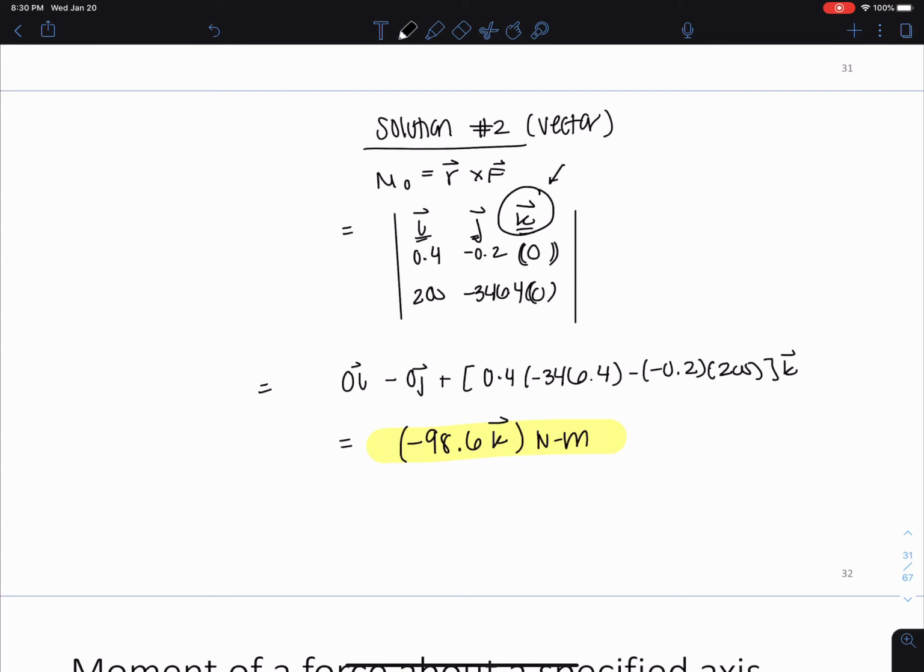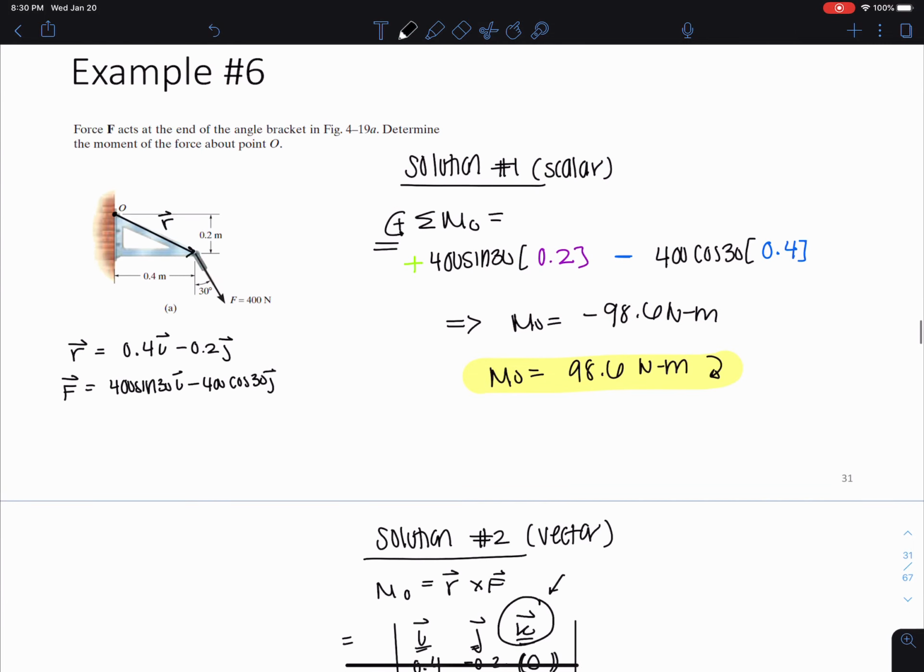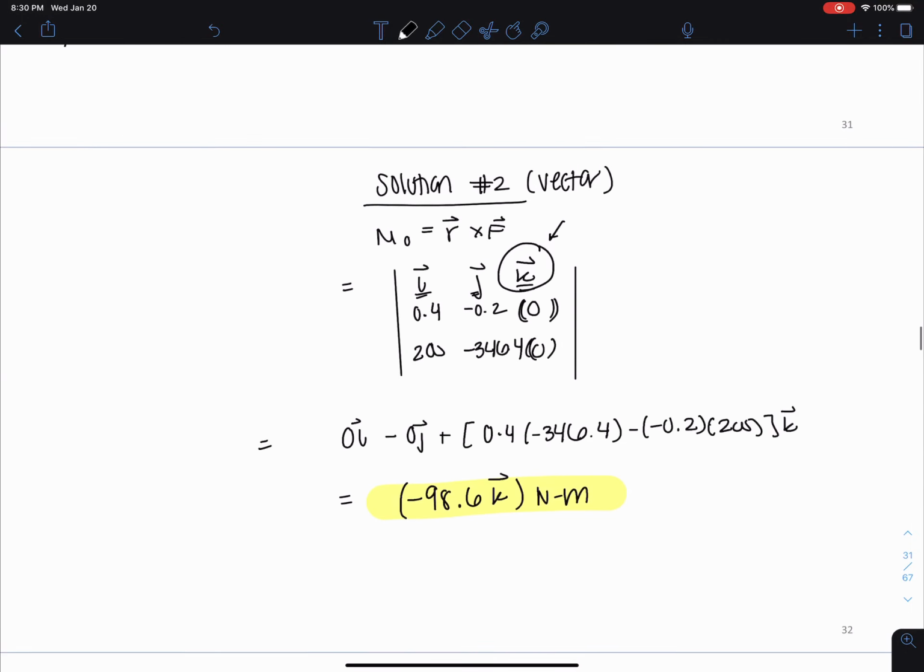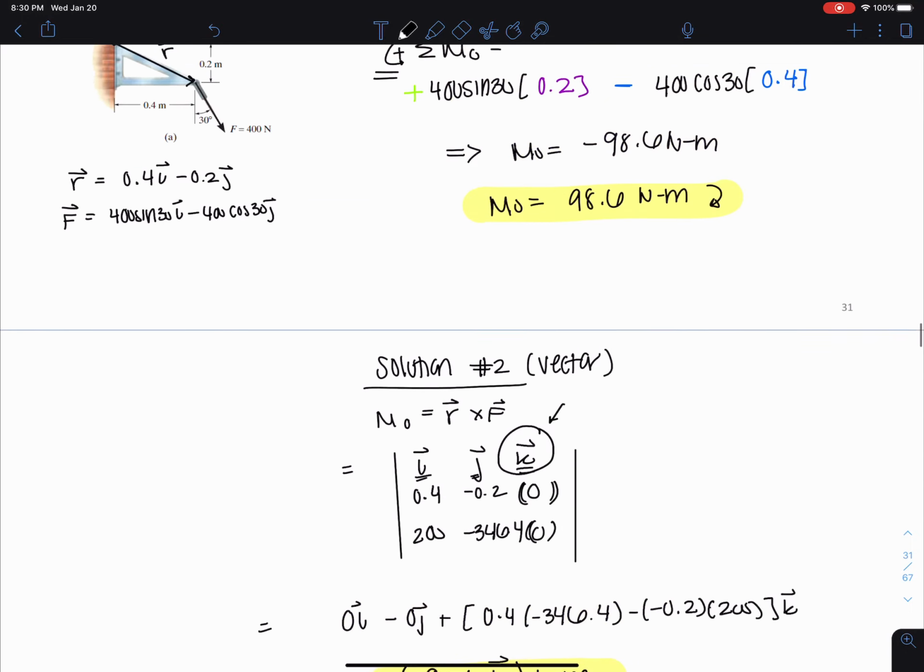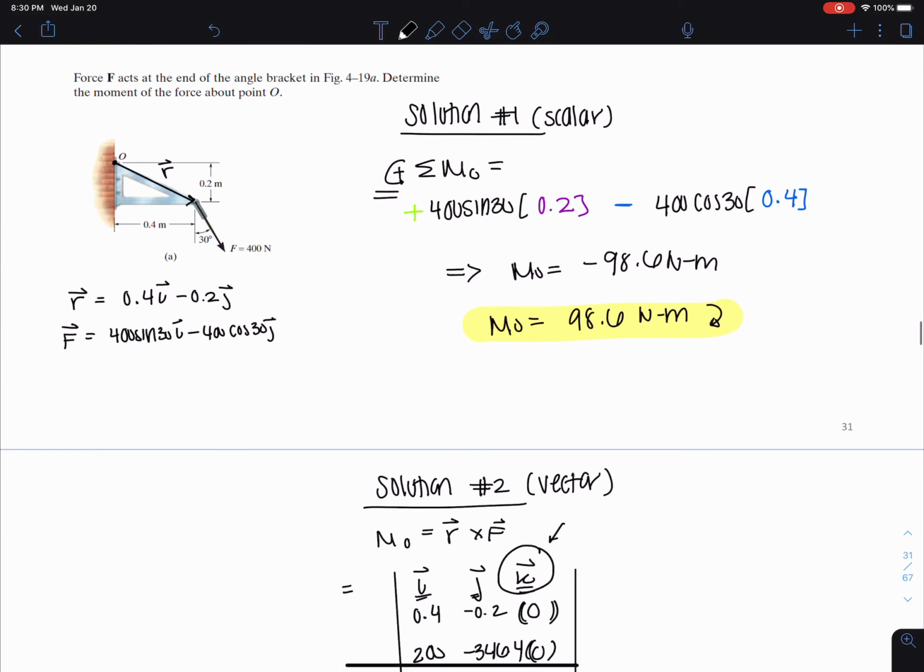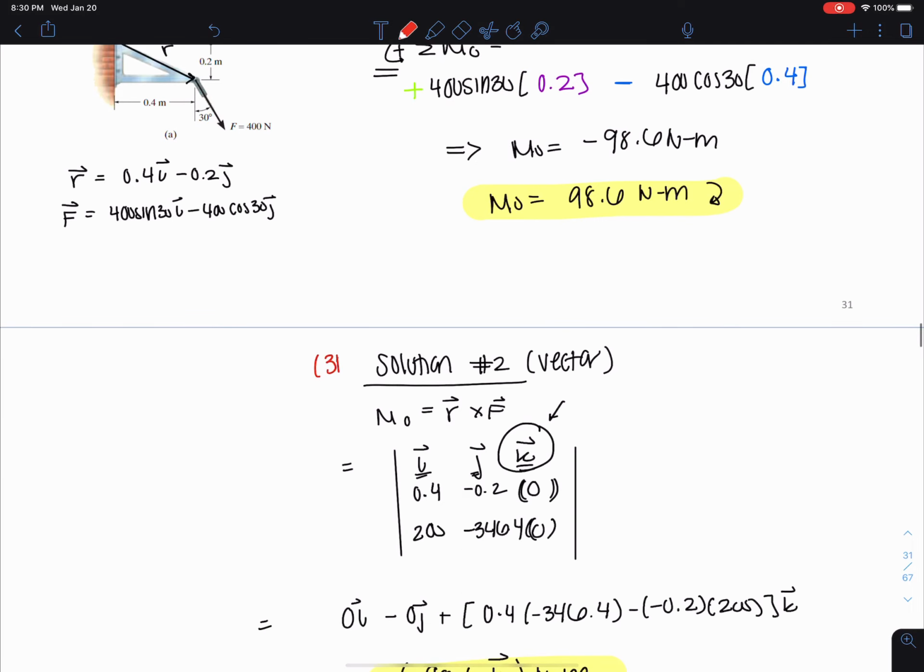Okay, so for 2D methods, solution 1 is generally easier. You can see I just took one line of work as opposed to having to sit there and write out the cross product and do all of that pre-work to get the vector analysis. So typically what we do is for 2D systems, we stick to scalar analyses, and for 3D systems, we use vector analyses.